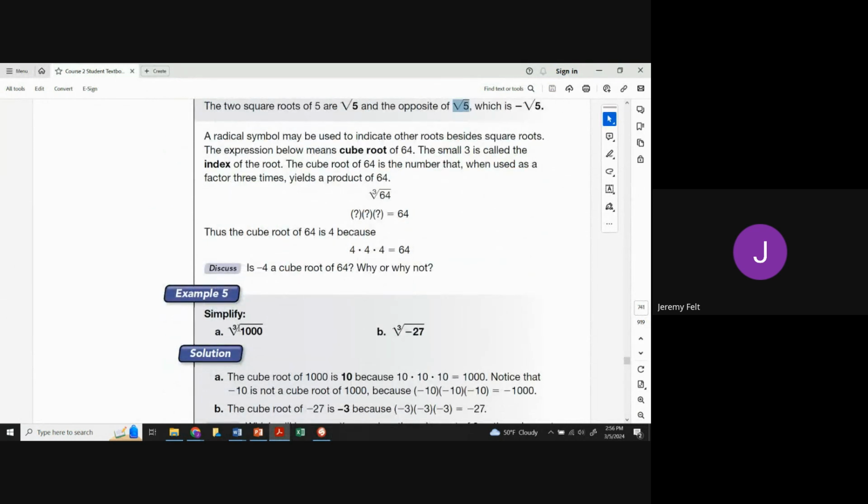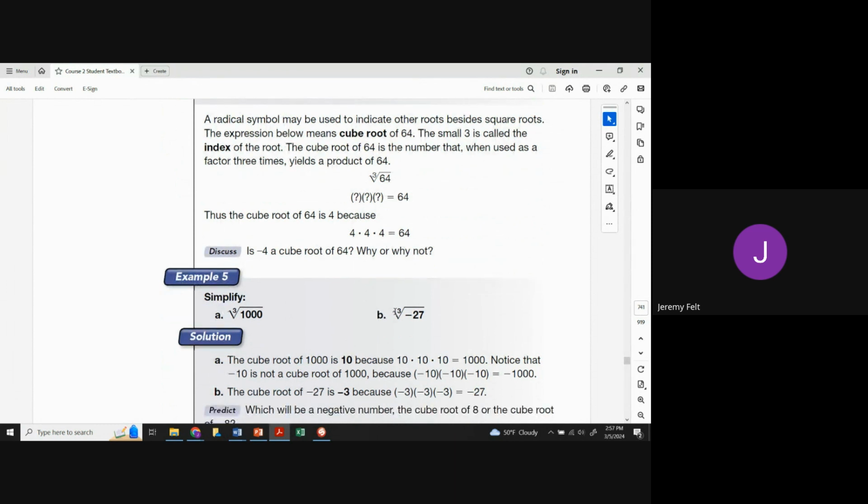So if we do the cube root of 1,000, well, what number to the power of 3 equals 1,000? 10. 10 times 10 times 10 is 1,000, so the cube root of 1,000 is 10. Now the cube root of negative 27, and it's negative 3. So since it's a cube root, we only get one solution.